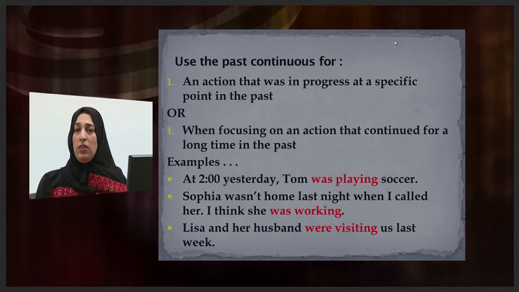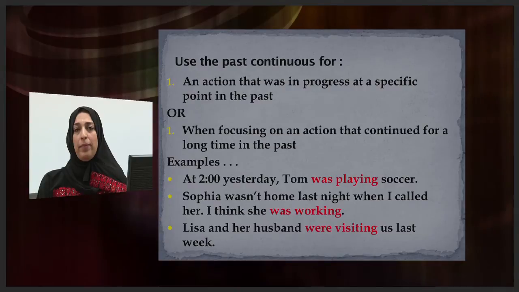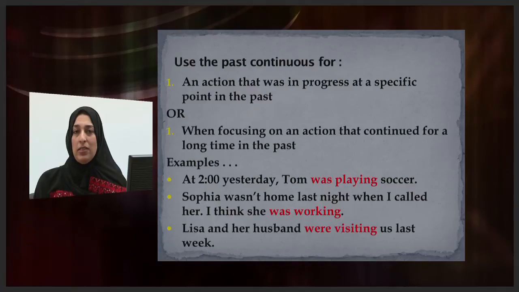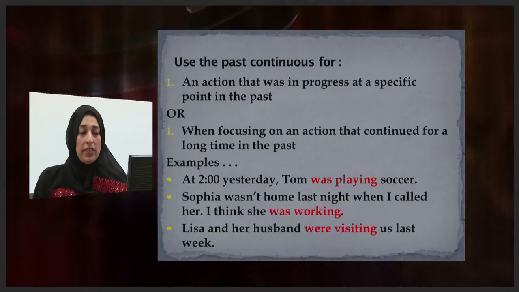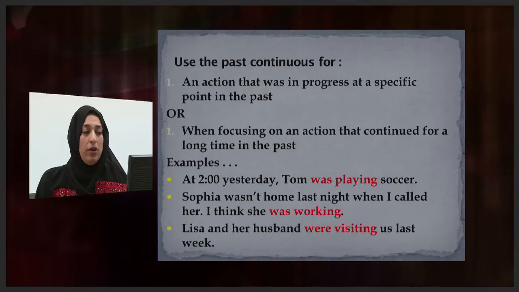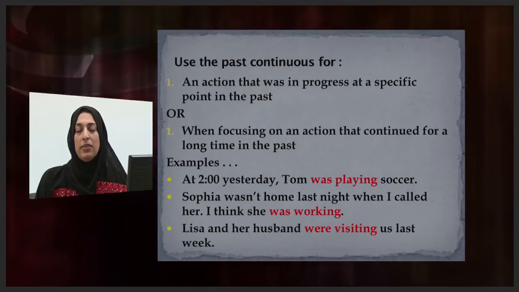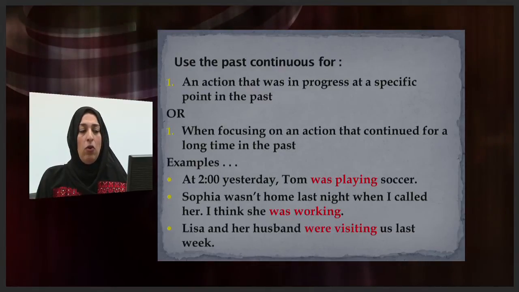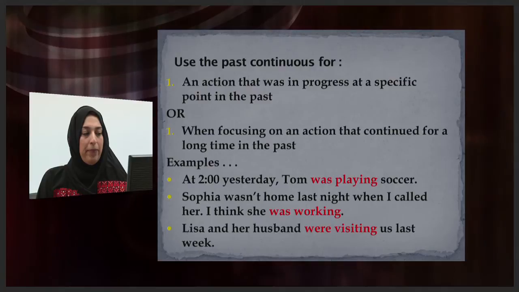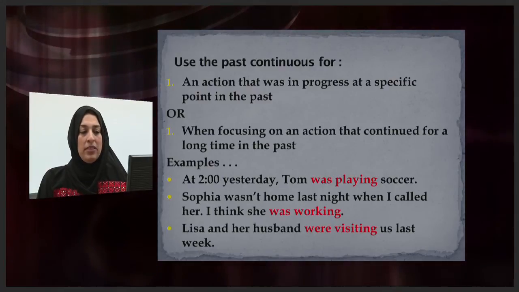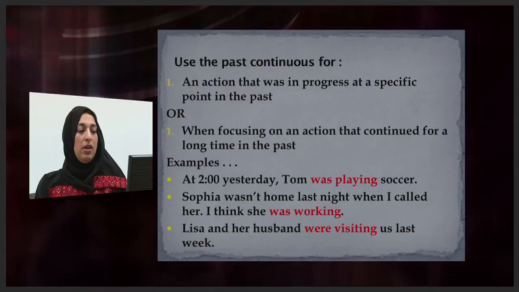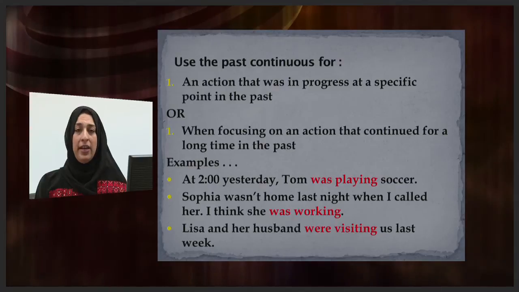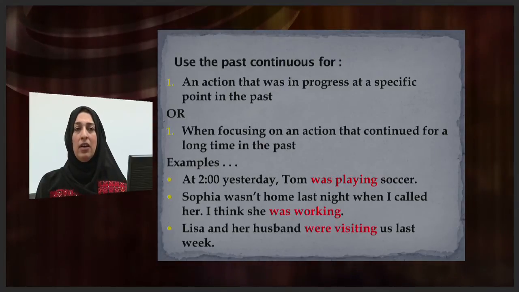We use the past continuous for number 1, an action that was in progress at a specific point in the past, or when focusing on an action that continued for a long time in the past. Examples: At 2 yesterday, Tom was playing soccer. Sophia wasn't home last night when I called. I think she was working. Lisa and her husband were visiting us last week.